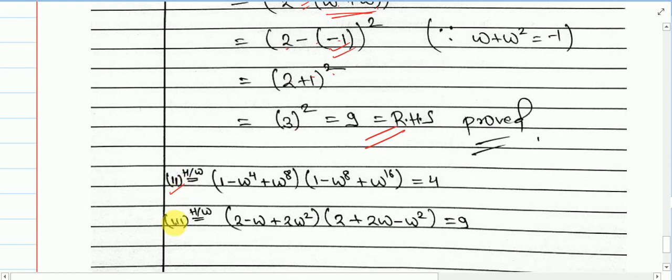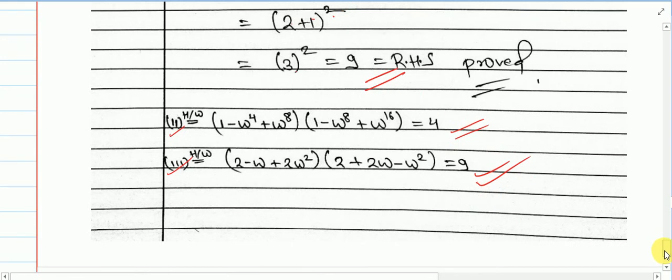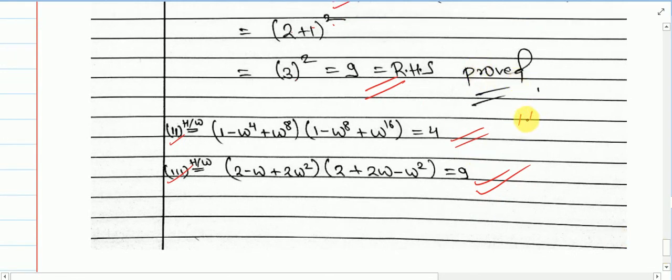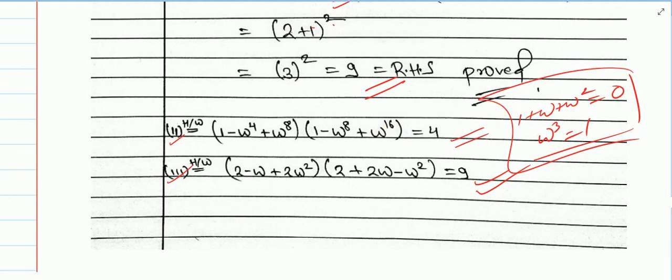Now 2 and 3, these two are homework for you. Here you have to use this only, 1 plus omega plus omega square equal to 0 and omega cube equal to 1. Using these two only, you have to simplify. You need to show your left hand side is equal to right hand side. Okay, so this is all for today.